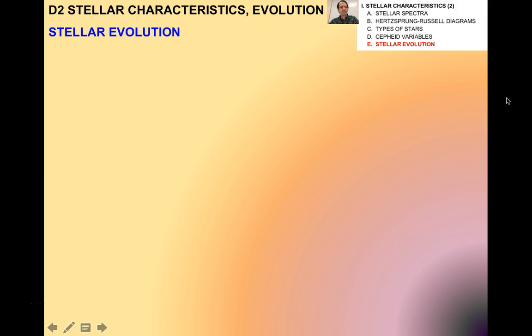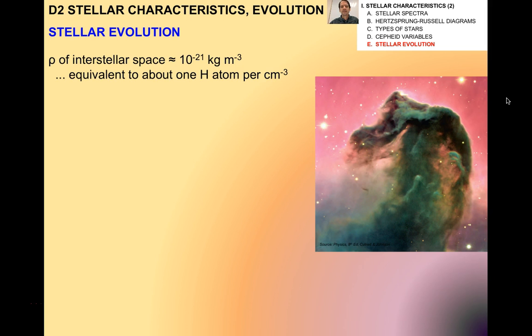Okay, students, welcome to the third and final video for topic D2, stellar characteristics and evolution. And indeed, here I am going to talk in detail about stellar evolution. And in order to understand the evolutionary paths of stars on the Hertzsprung-Russell diagram, for example, we need to understand a little bit about what's going on in interstellar space, okay?